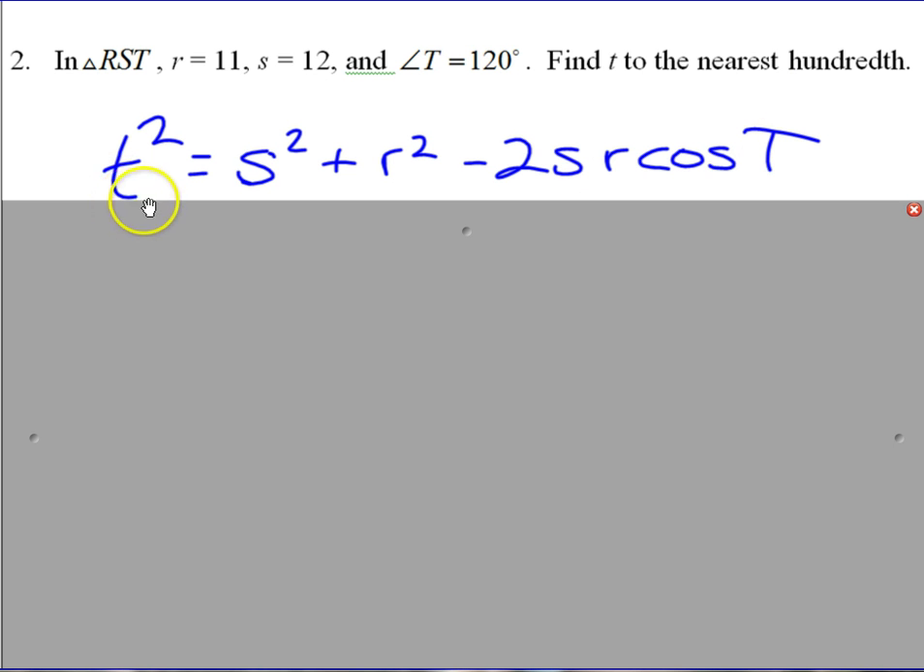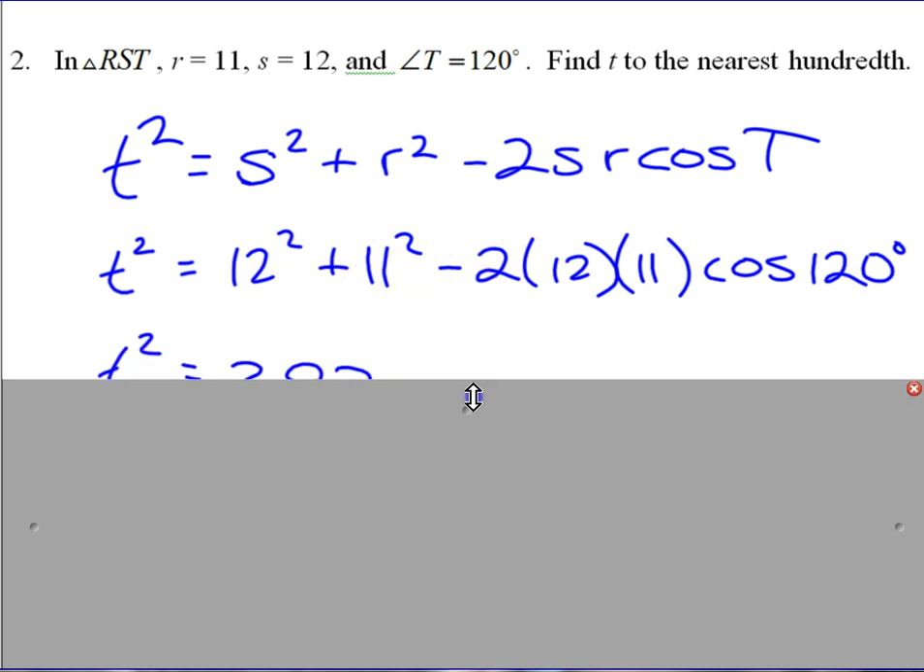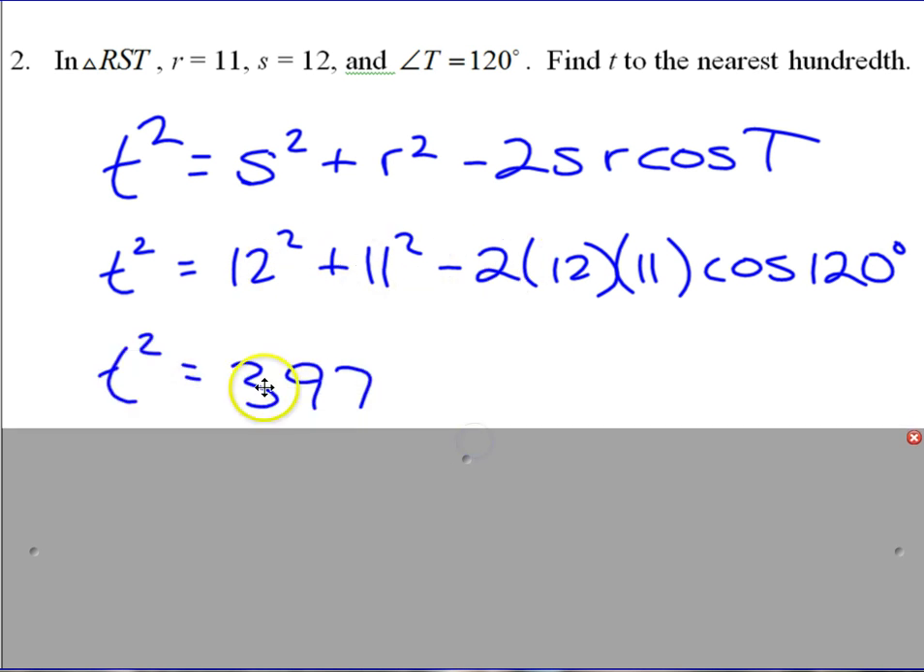You're going to substitute in all the information you know. So t squared is unknown, s and r are known, as is angle t. Notice how everything on the right side now are numbers, so we can just put this straight into our calculator. Comes out to be 397. That's not the answer though.